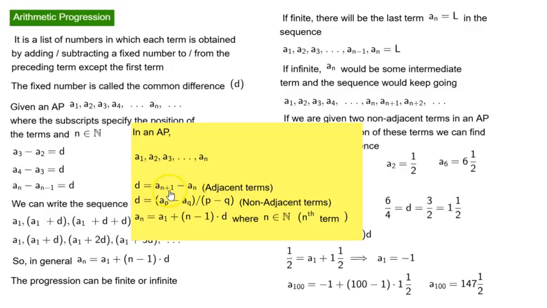Now, summarizing what we learned now, in an AP, A1, A2, A3, dot, dot, dot, A sub n, the common difference is the difference between two adjacent terms, that is A sub n plus 1 minus A sub n. Now, if we don't have adjacent terms, but we do have non-adjacent terms, then the common difference D is equal to the pth term minus the qth term divided by p minus q. And the nth term, A sub n, is equal to A1 plus n minus 1 times D, where n is in the set of natural numbers, and this we can use to find the nth term.